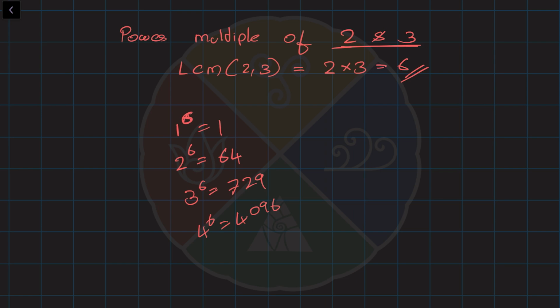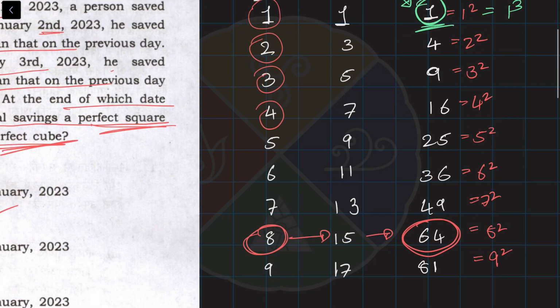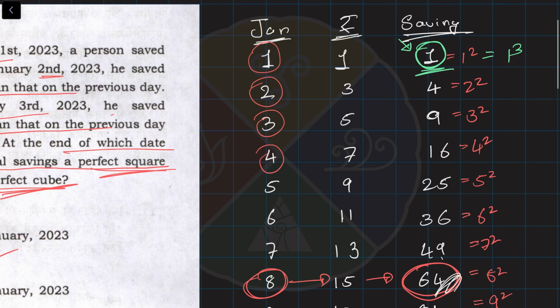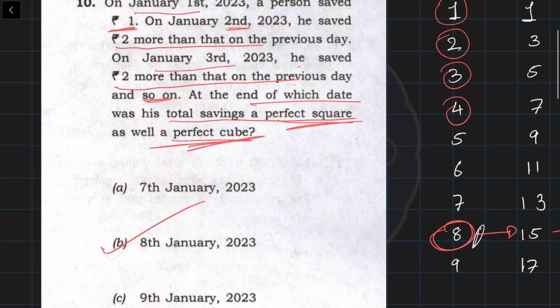All these numbers are perfect cubes and at the same time perfect squares, because their powers are divisible by 6. So the smallest number other than 1 is 64. Now in this way also you can come to the same conclusion: the savings becoming 64 on the 8th day. Okay, again the answer is going to be B.